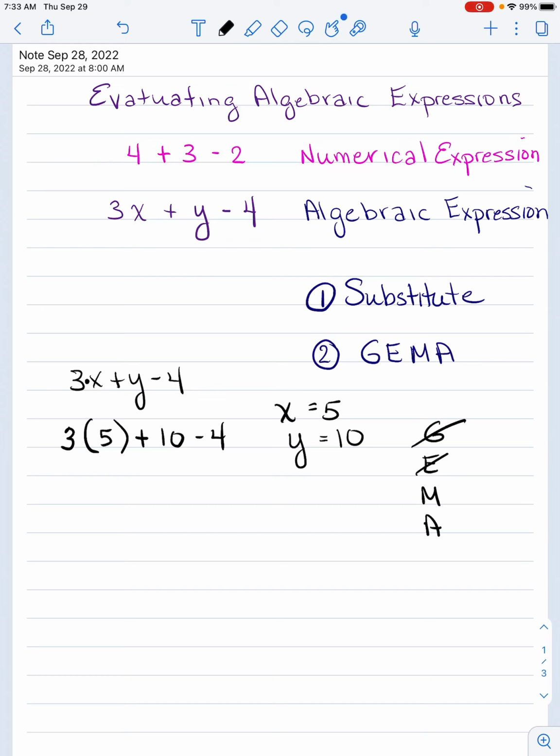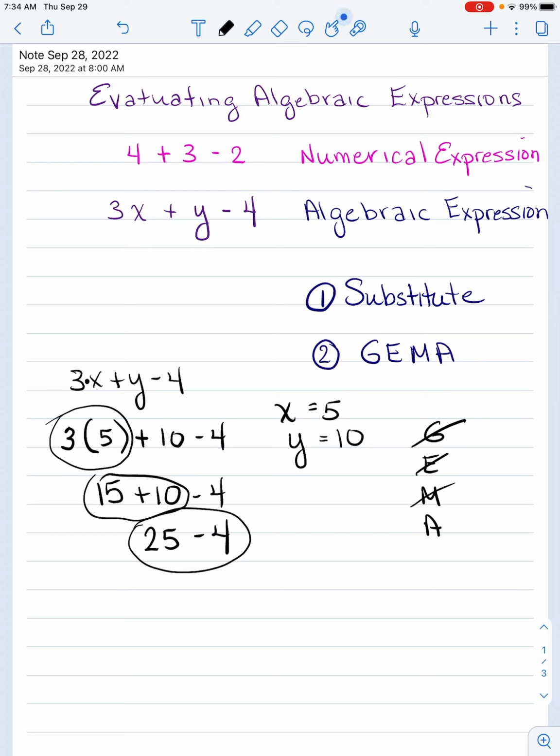No exponents. Multiplication or division. So we're going to do the multiplication. 3 times 5 is 15, plus 10 minus 4. No more multiplication or division. Now I'm going to do addition or subtraction from left to right. First I see addition. 15 plus 10 is 25, minus 4. And am I done? No, I have subtraction. 25 minus 4 is 21, and that is going to be your answer.